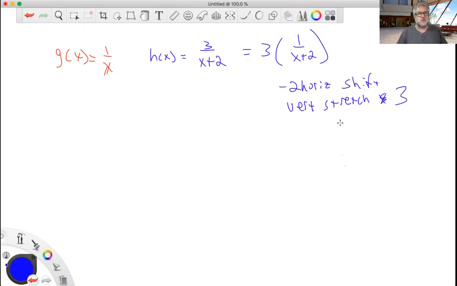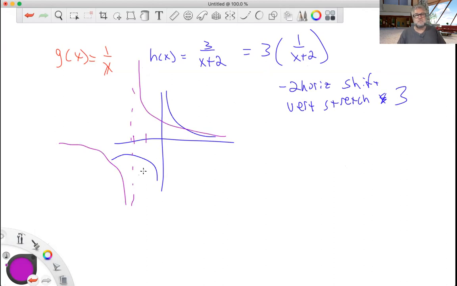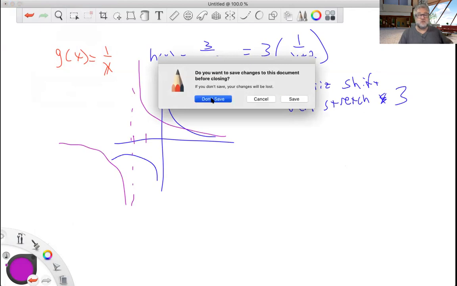So we pulled it 3 times bigger. So the function originally looked like this, because this is originally a 1 over x function. And now it goes 2 units over here, so our asymptote is there. And it's hard to show the shift because it's just going to get pulled up. So it's just taller. Kind of looks the same. Okay? You need to be able to identify what the shift is.